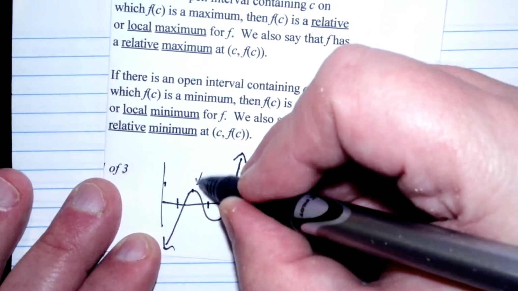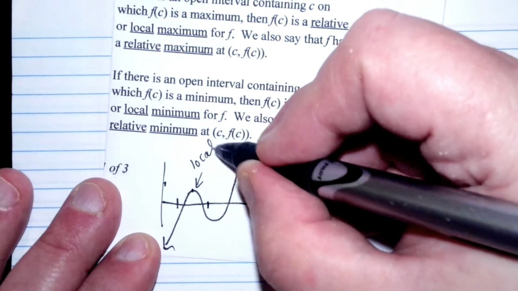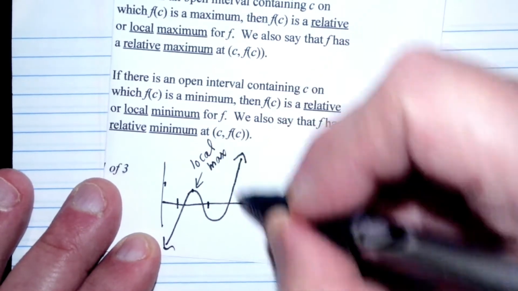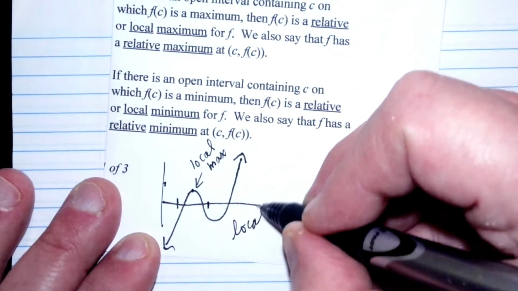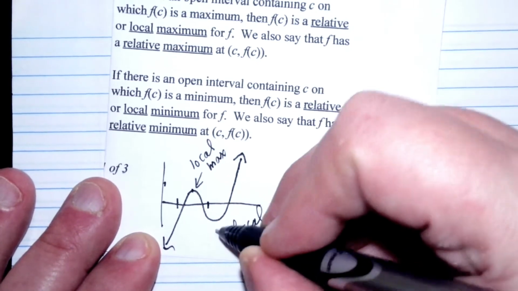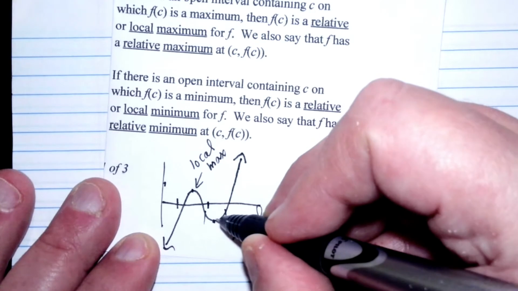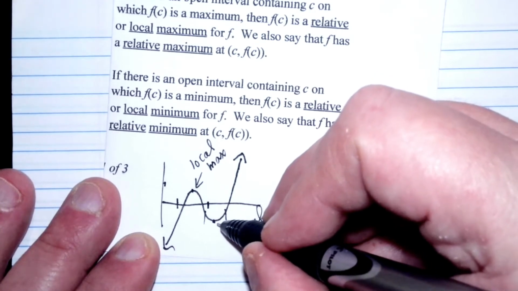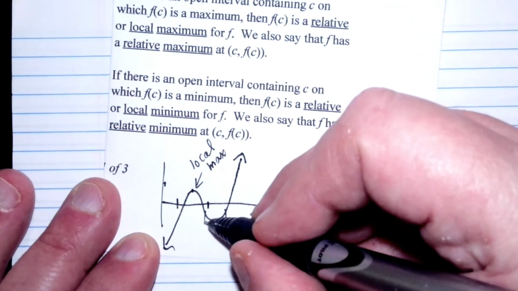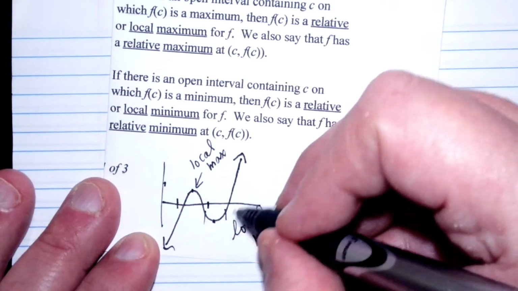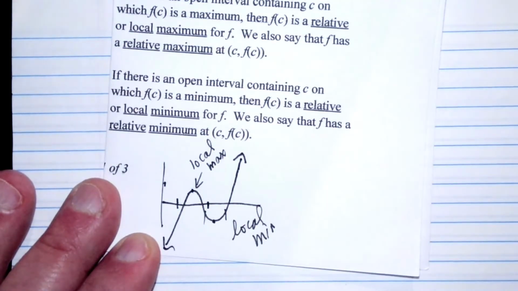So this is a local maximum, and there's also a local minimum. This is a local minimum. If you limit yourselves to just this interval, then the function does have a minimum at that point.